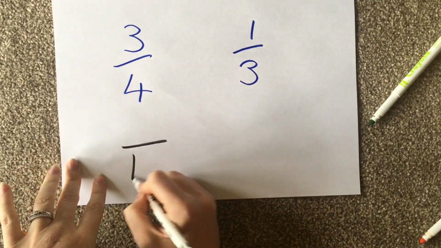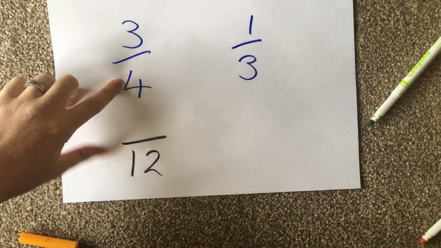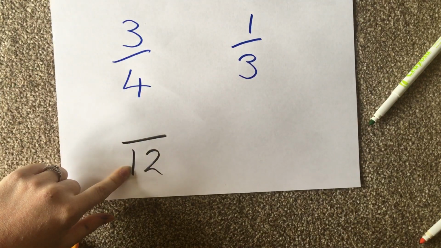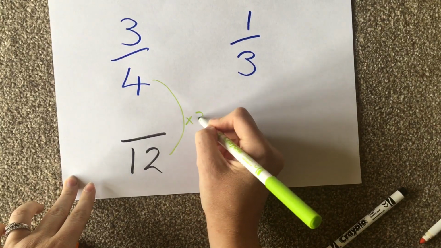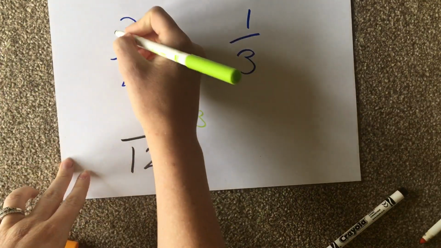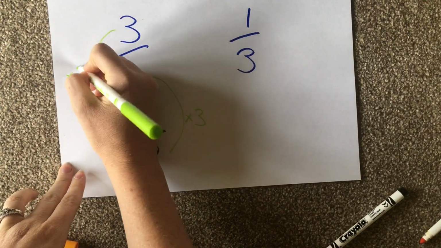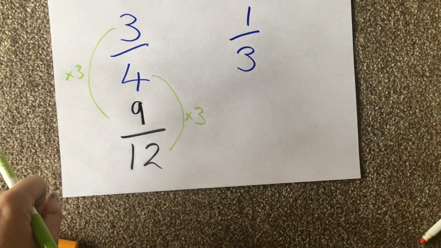So if I was changing 3/4 into 12ths, then to go from my 4 to my 12, what I've done is I've timesed by 3. So I've done 4 times 3 is 12. The rule is I must do the same on the top. So then I do 3 times 3, which gives me 9. So 3/4 is now 9/12.